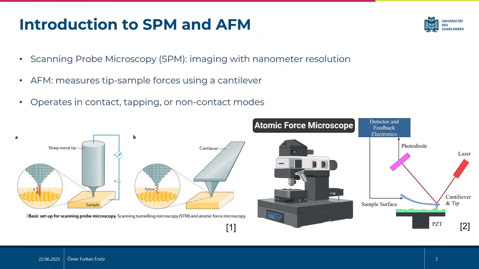To begin, SPM refers to a family of techniques used to image surfaces at nanometer scale. Atomic force microscopy, or AFM, is one of the most widely used SPM methods. It uses a sharp tip on a flexible cantilever to interact with the sample surface. The interaction is monitored via a laser photodiode system, enabling surface mapping in various modes such as contact, tapping, or non-contact.